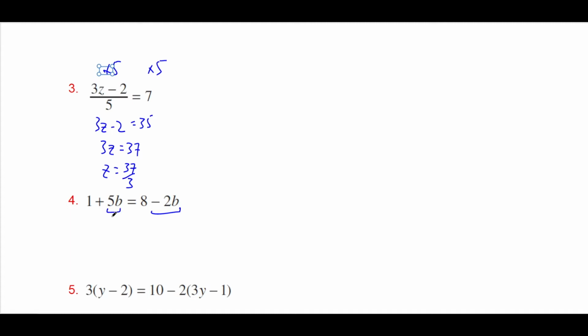So you add 2b to both sides, so I get 1 plus 7b is equal to 8. Because if I add 2b to the right hand side, I get 0. If I add 2b to the left hand side, I get 7b. Next step, just take away 1 from both sides.